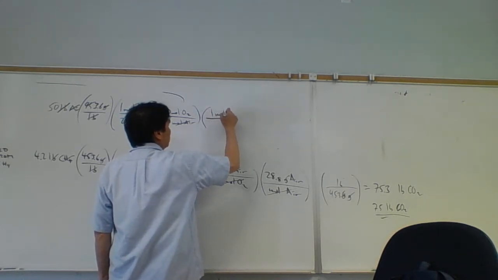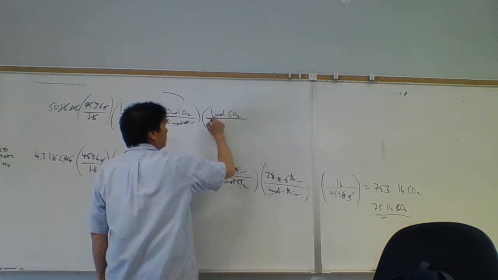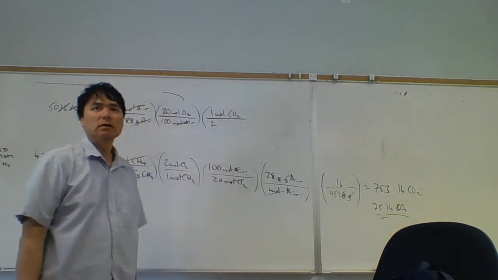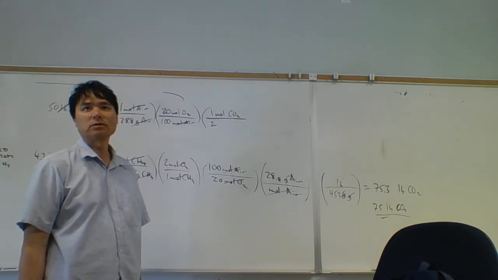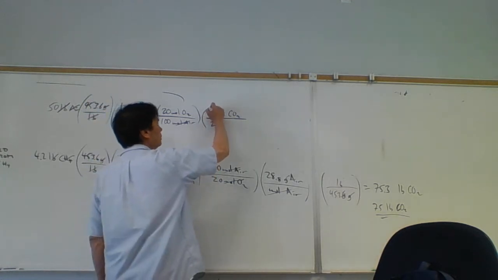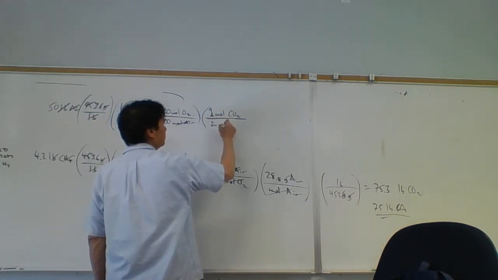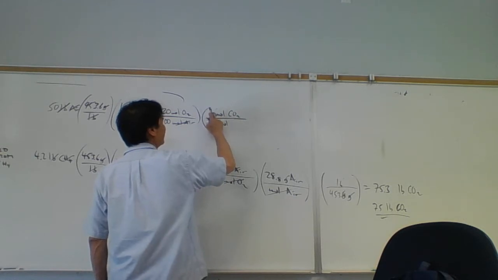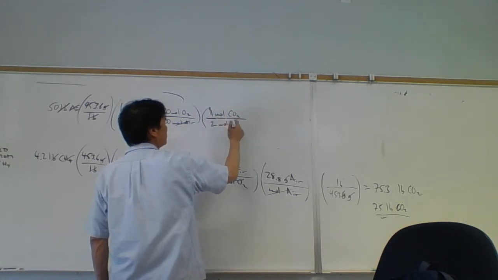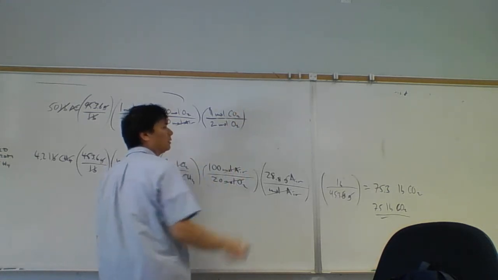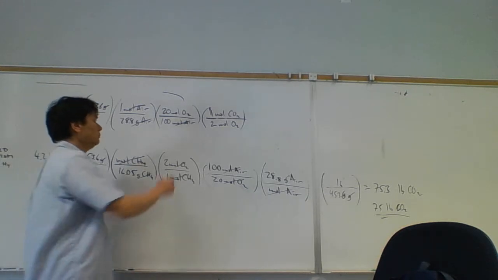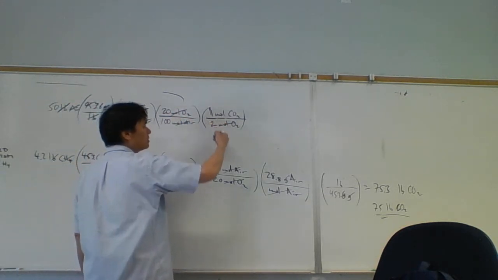Or 1 to 2. 1 mole of carbon dioxide is formed when, was it 1? Or 2 to 2? 2 moles of CO2. 1 to 2? 1 mole of CO2 for every 2 moles of oxygen. Okay. That takes me to moles of CO2.